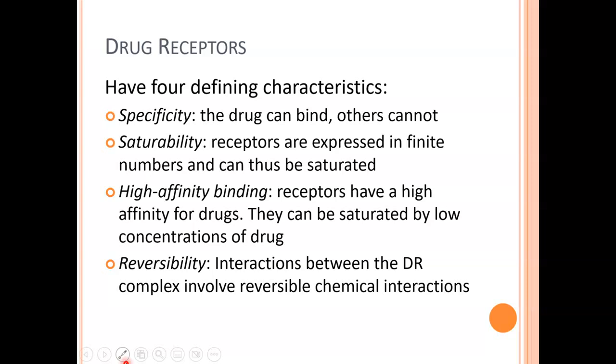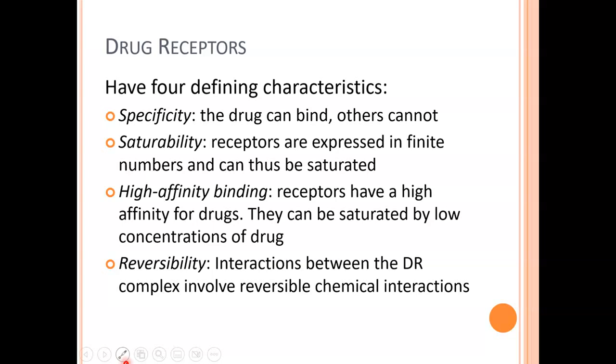The receptor has saturability, which means that the receptors are expressed in a finite or limited number, which means if there is too much of the drug around, all of it is going to become saturated. If you then added more drug into the system, it's not going to do very much, other than potentially overdose the person, because there are no more receptors for the drug to bind to. There is a set limit that, once they're all full, once the illicit drugs have found the receptors and bound them, there's no more receptors to find.